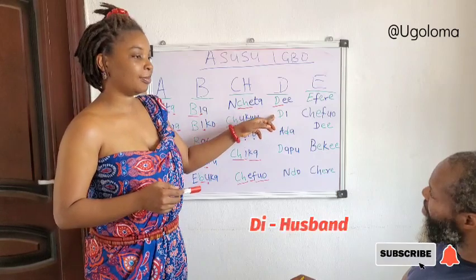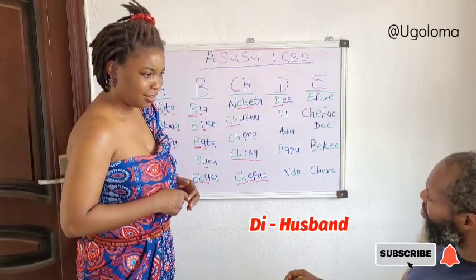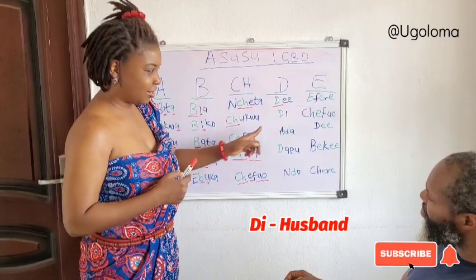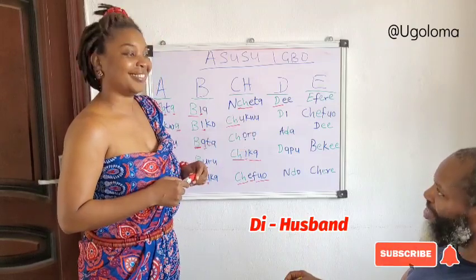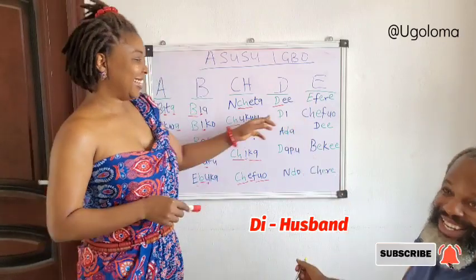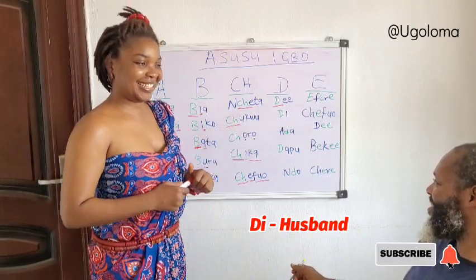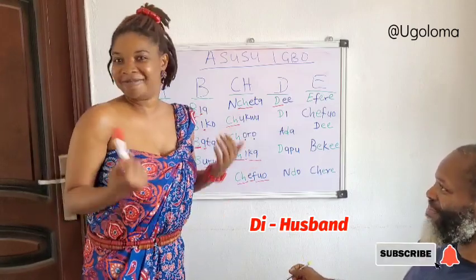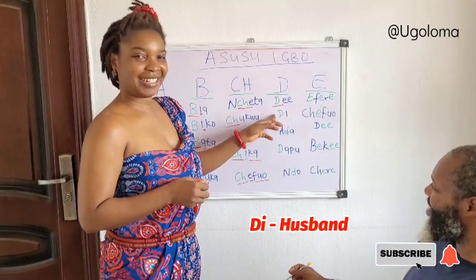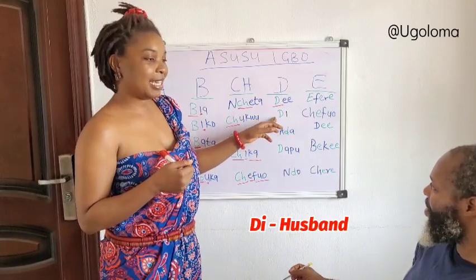Next one. D. Do you know what D means? I always call you this. Dimo. Husband. Yes! Good. So this is Dimo. I always call him Dimo. So it's husband. Mo means mine, okay? My husband. D means husband.